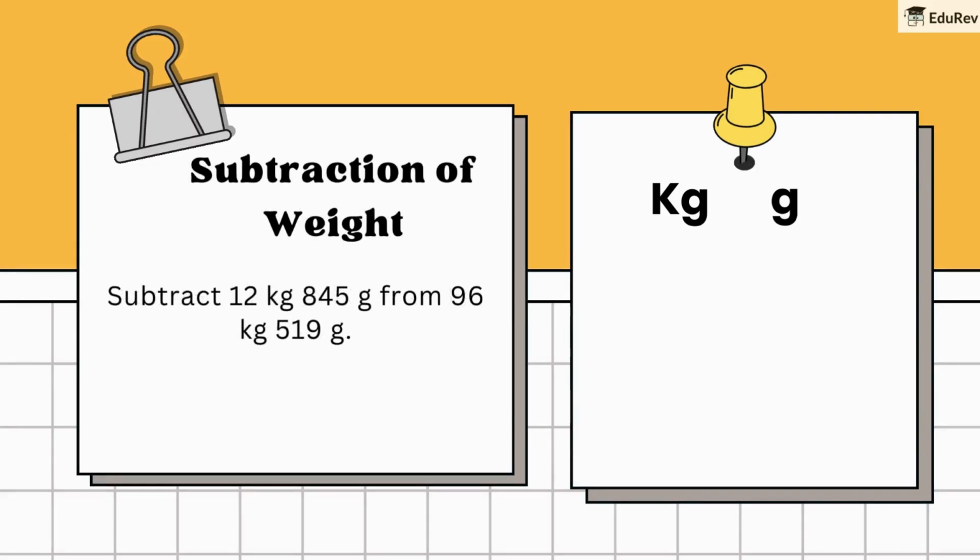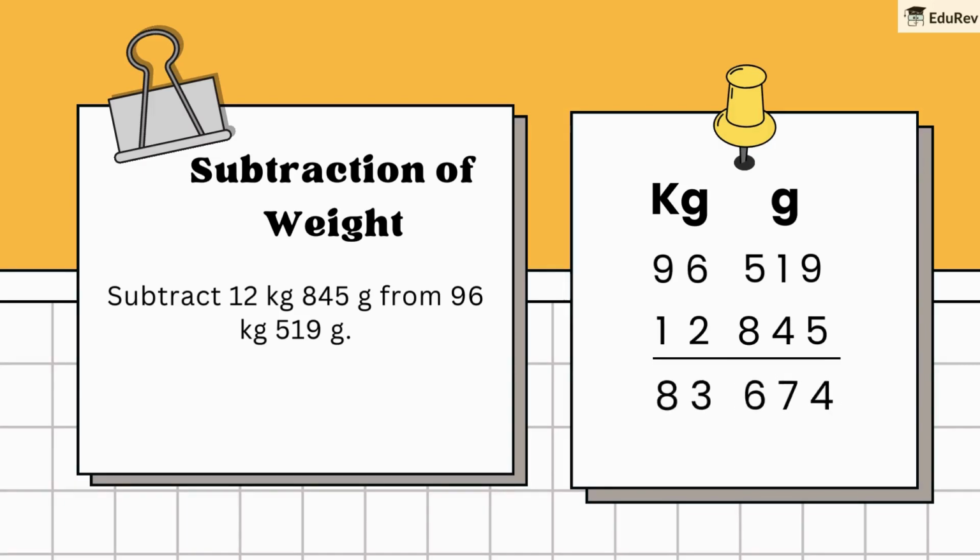In the same way, subtraction of weight can be done. Subtract 12 kilograms 845 grams from 96 kilograms 519 grams. We get 83 kilograms 674 grams.